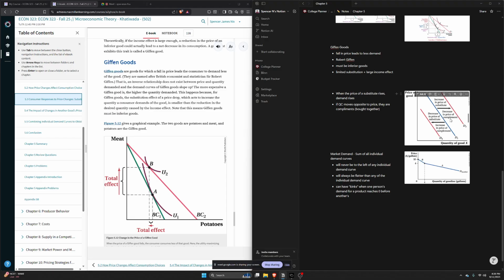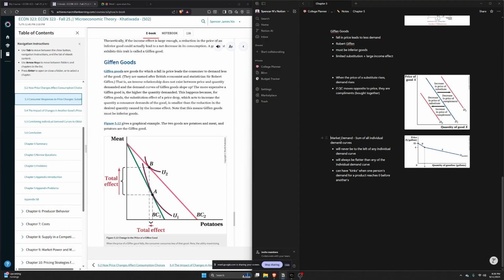If I was buying guacamole, and there's a decrease in the price of chips, then that's going to increase my demand for guacamole because I'm like, oh, I'm getting a good deal on this. But if there's an increase in the price of chips, then that's going to decrease my demand for guacamole because I can't have my guacamole without my chips.